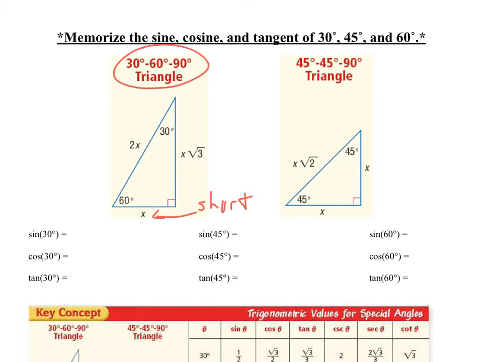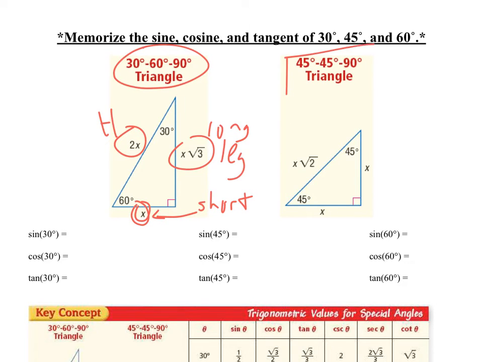The hypotenuse was always twice whatever the short leg is. So if we represent the short leg with x, the hypotenuse is always twice the length of the short leg. So that's why it's 2x. And then the long leg, so we call this one the long leg, was x times square root 3 in exact form.